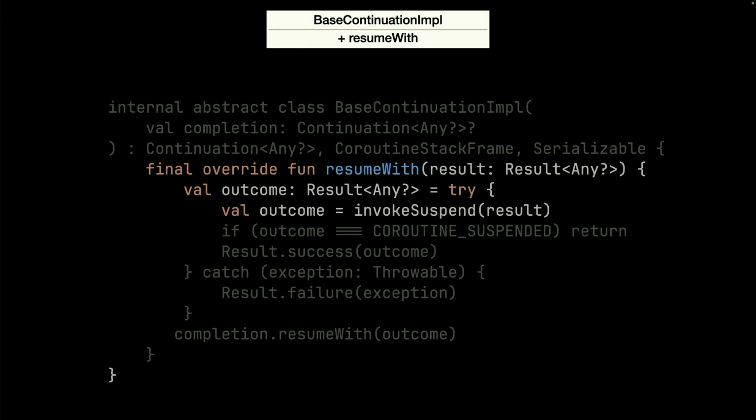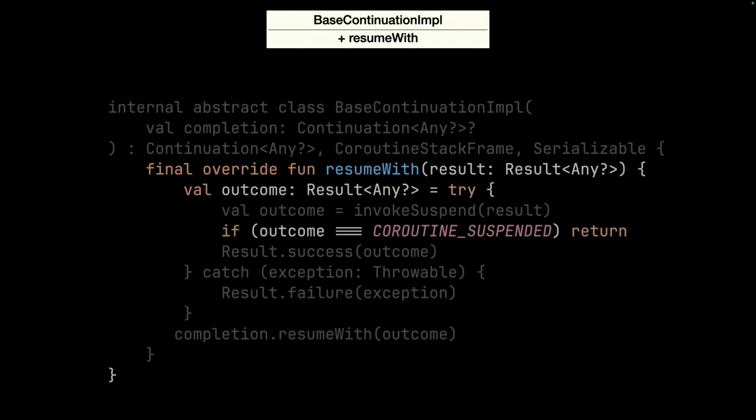So the base continuation itself is where the magic happens when we try to resume one of our coroutines. We will always resume with a result, but the way we're going to try to do this is that we will try to get an outcome out of the continuation that we are just calling. So this is where the invoke suspend method comes into play.